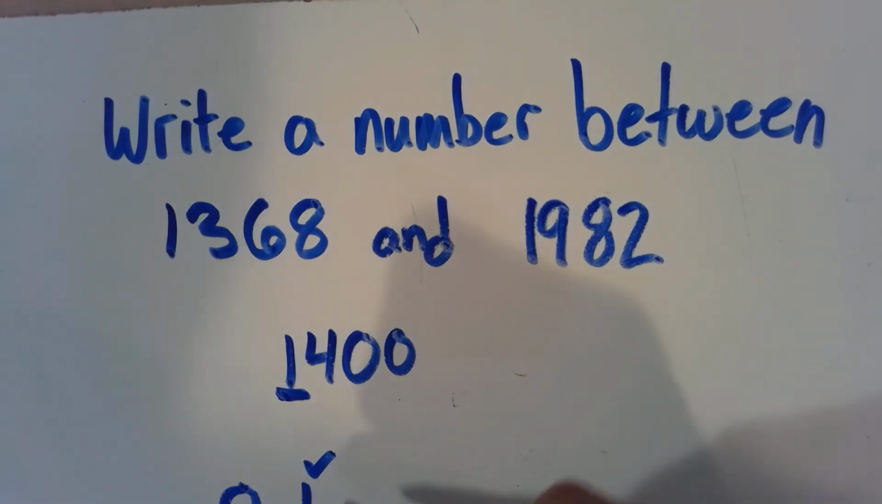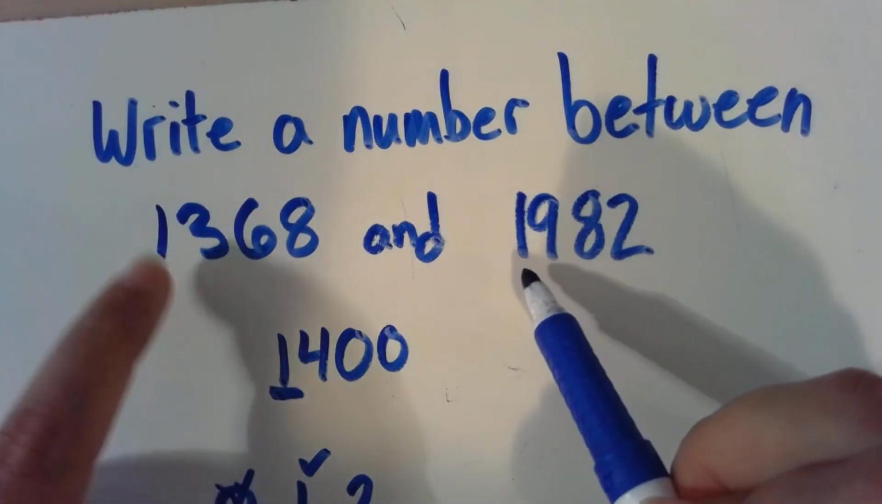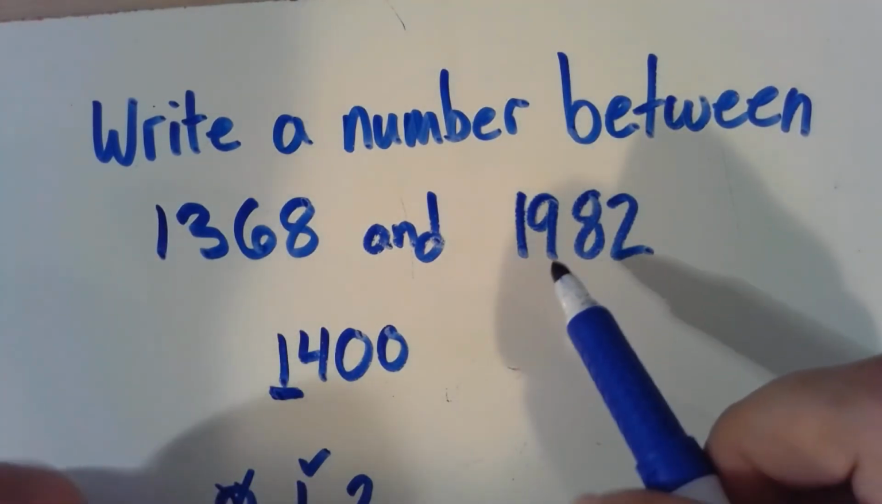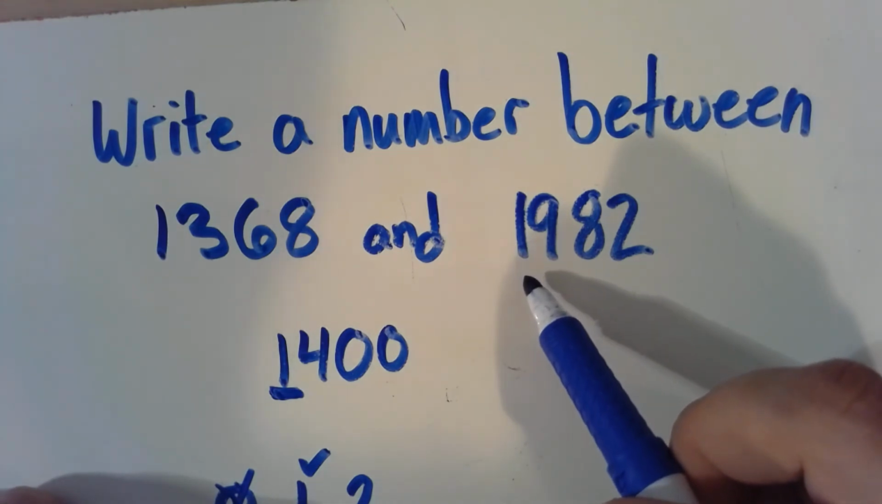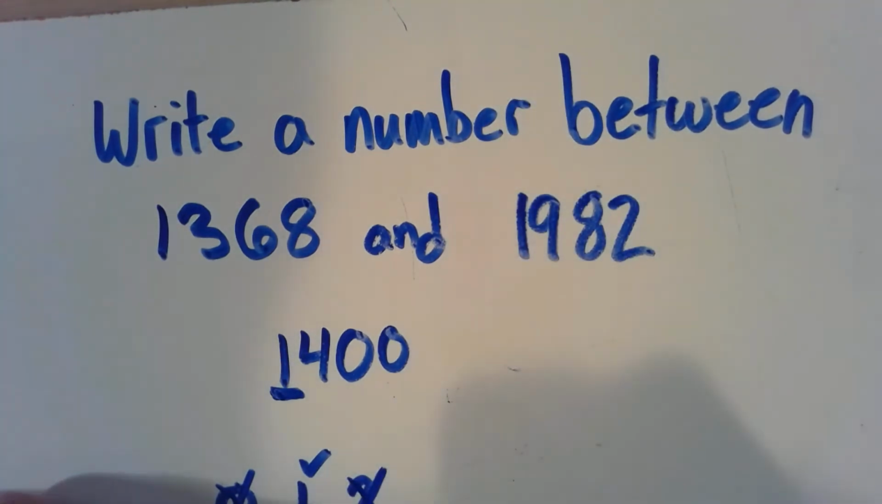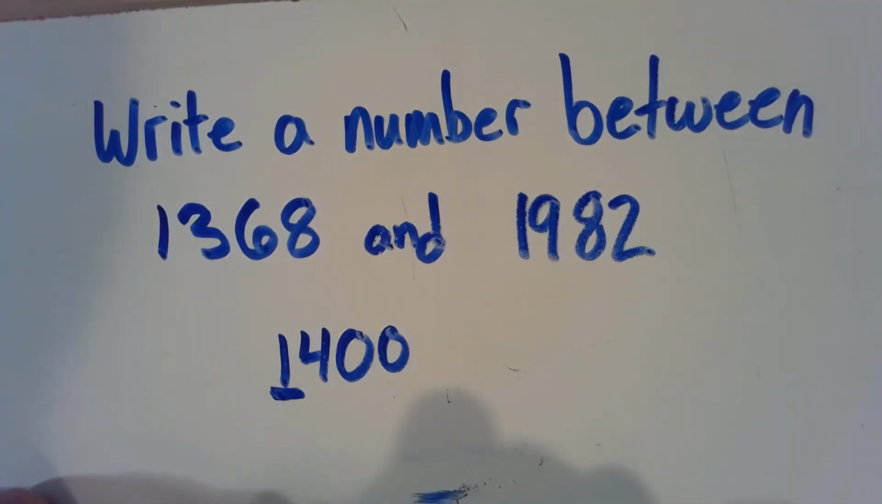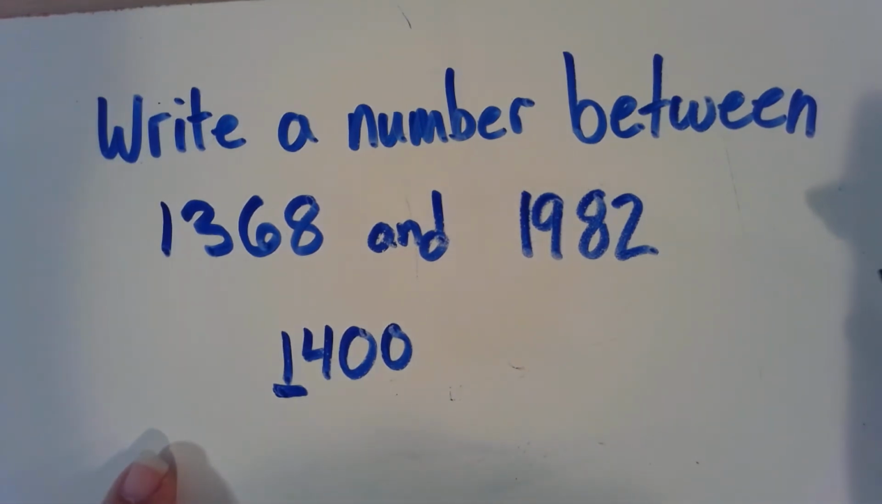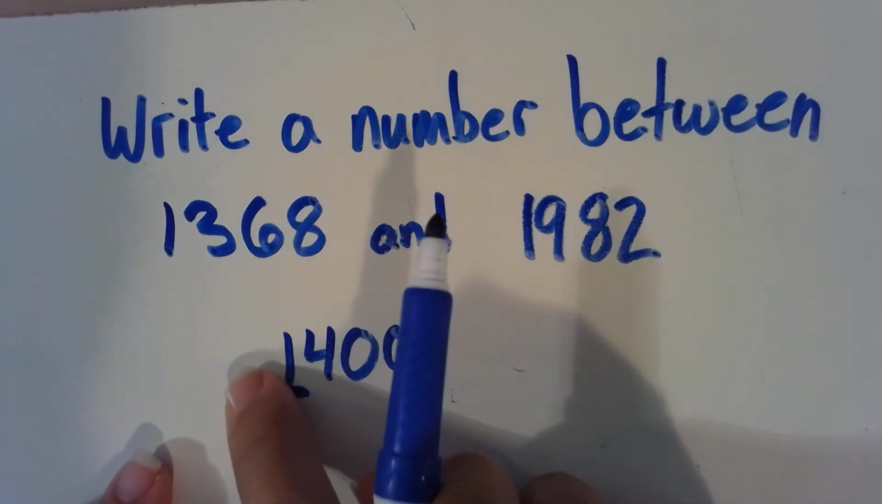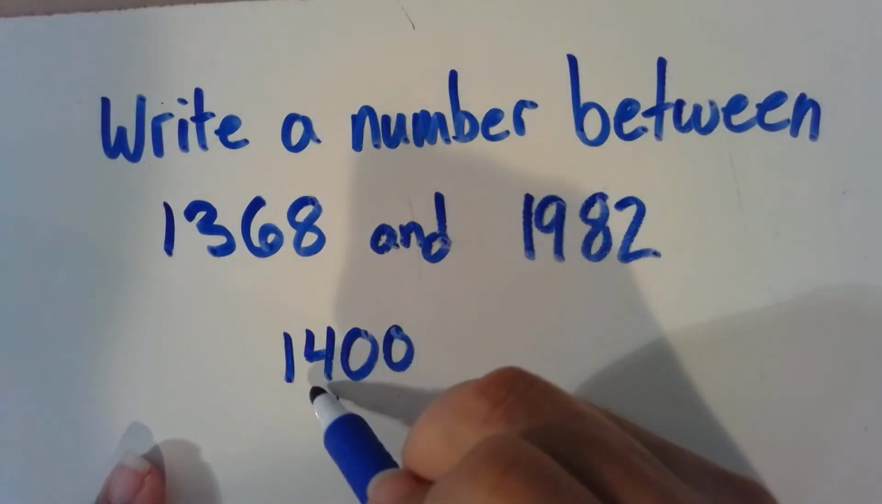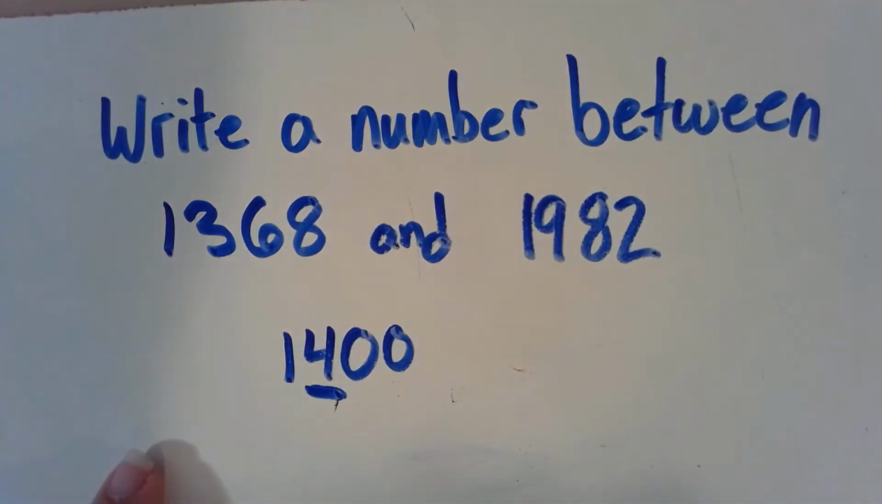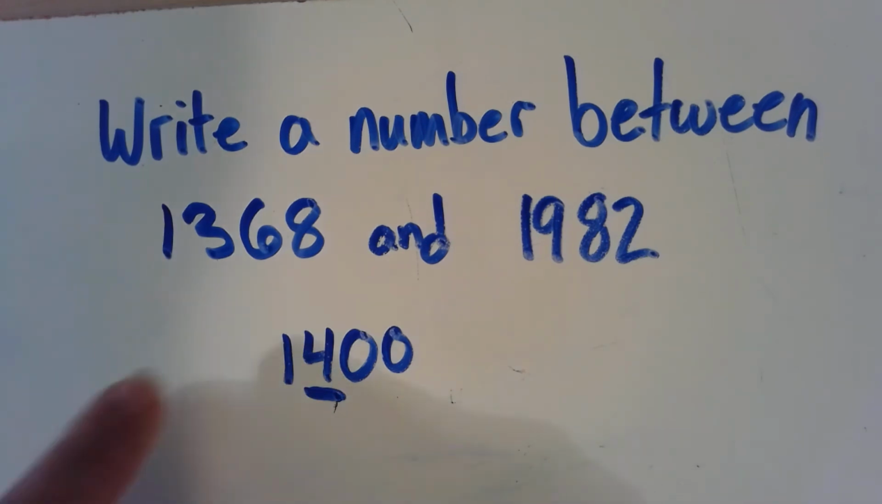Can I have a 2 in my thousands column? If I wanted a number between 1,368 and 1,982, I could not have a 2 in my thousands column. Okay? My last question. I know we're running out of time and it's almost lunch, isn't it? Here we go. What digit can be in the hundreds column? This one's a little tricky. What number can be in the hundreds column?